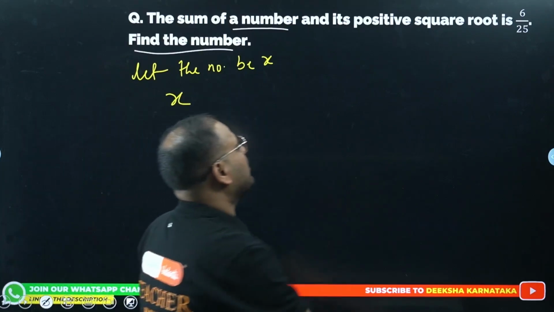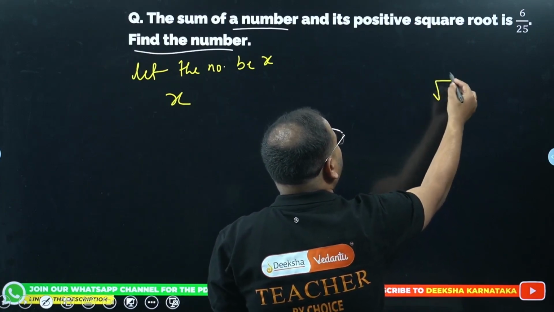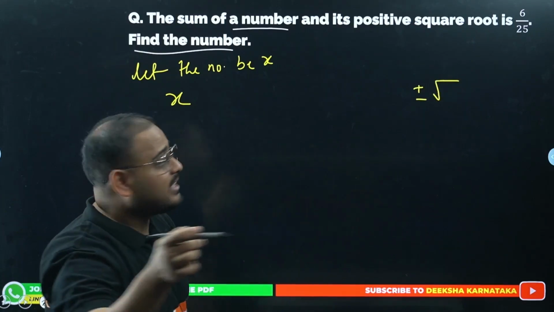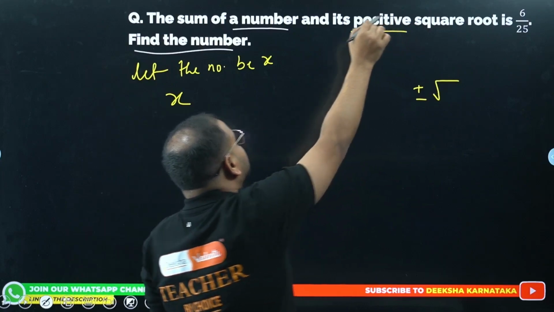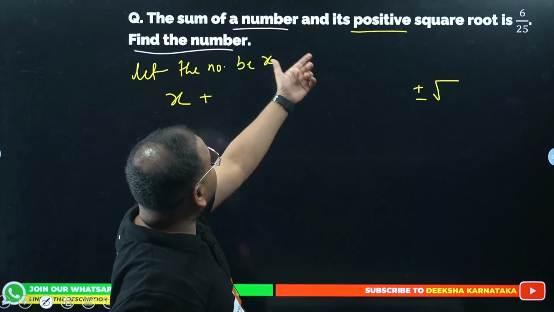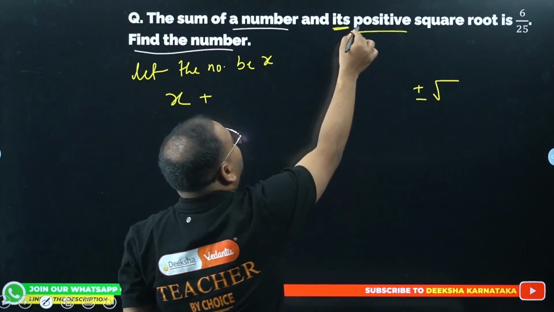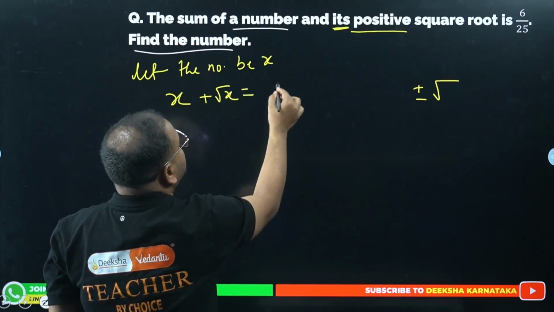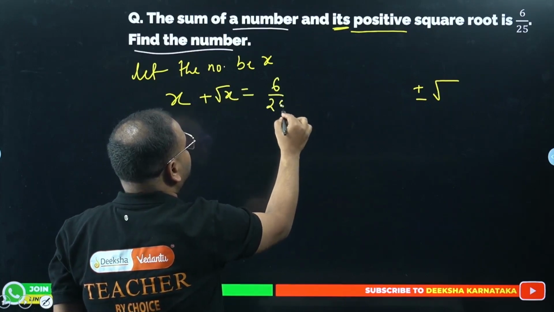What's the meaning of positive square root? I said it. Whenever I take square root, I get both plus and minus sign. But what are they saying here? Only positive we will consider. So positive square root of what? Of the number only. So root x is equal to 6 by 25.